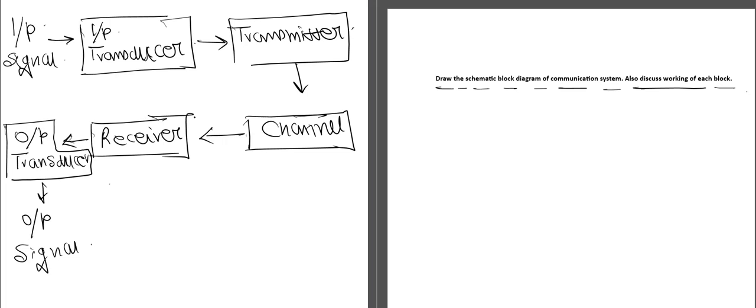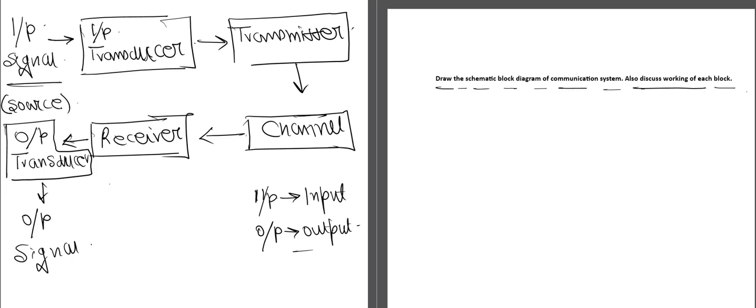So this is the block diagram of the communication system. This I/P abbreviation is used to signify input, and O/P is used to signify output. Okay, so this is the input signal. This input signal can be anything. It is any kind of information source, for example our voice or any kind of speaker or radio which is generating some kind of signal.